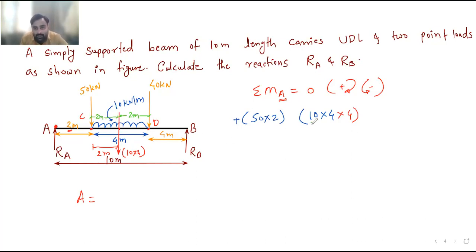So 10 into 4 is not a moment. You remember this, this is my point load. I have converted the UDL into the point load. And then this is the distance by which I have multiplied.